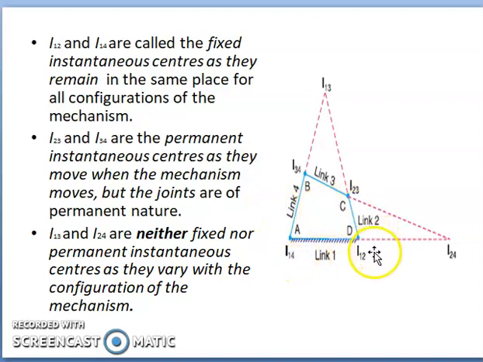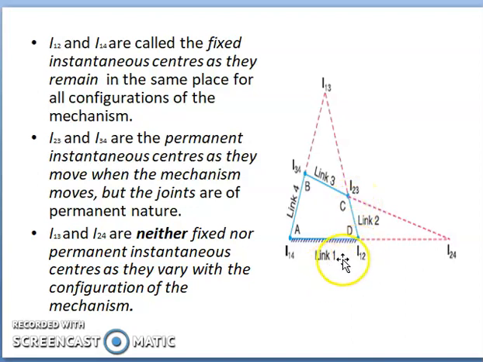By visual inspection you can see that since these two links are attached, the point where they join will act as an instantaneous center, because it is going to pivot about that particular pin joint. So by visual inspection, you can see 1, 2, 3 and 4. To number them: it joins links 1 and 4, so I am giving the number I14. Here it is joining links 2 and 3, so I am giving the number I23.